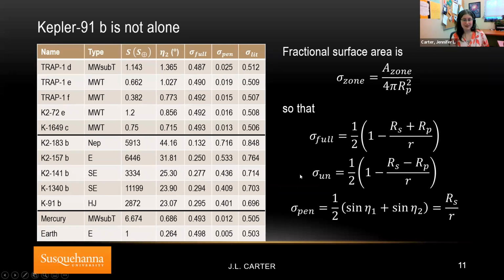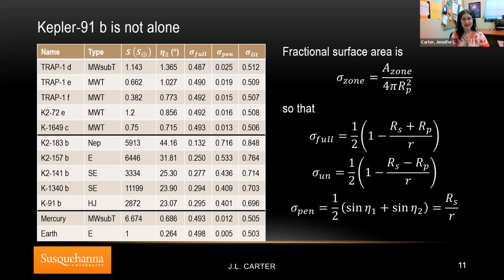If we look over at these equations, we see how the size of each zone is related to the size of the star, the planet, and the star-planet separation. Because the penumbral zone only depends on the size of the star and the star-planet separation, which I always find really interesting, it's always going to be the nearest planet that has the largest penumbral zone in any star system. So Mercury has the largest penumbral zone within the solar system at 1.2% of its surface area. And on Earth, 0.5% of its surface area is within the penumbral zone at any given time.